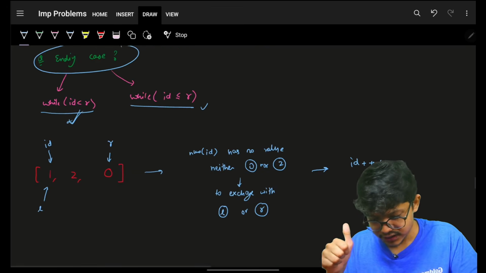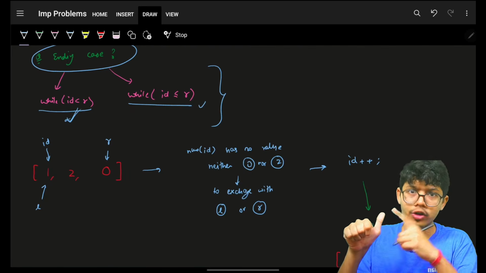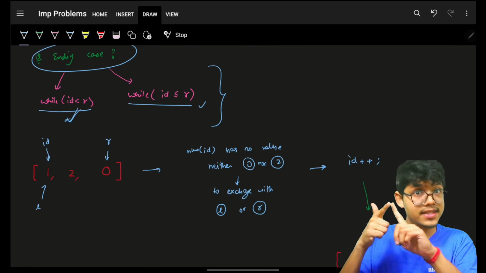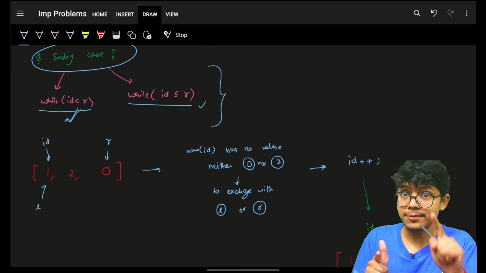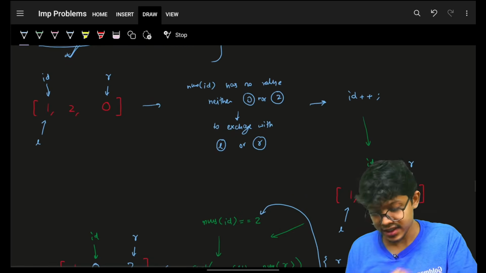The first question was whether to use while ID is less than R or ID is less than or equal to R. The second remaining question is why, when we swapped with R, I should not increase my ID. That's question number 2. Okay, this example will solve both of them.